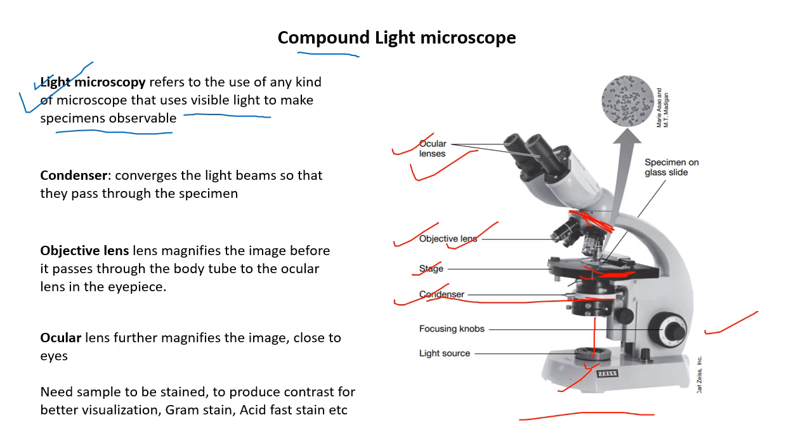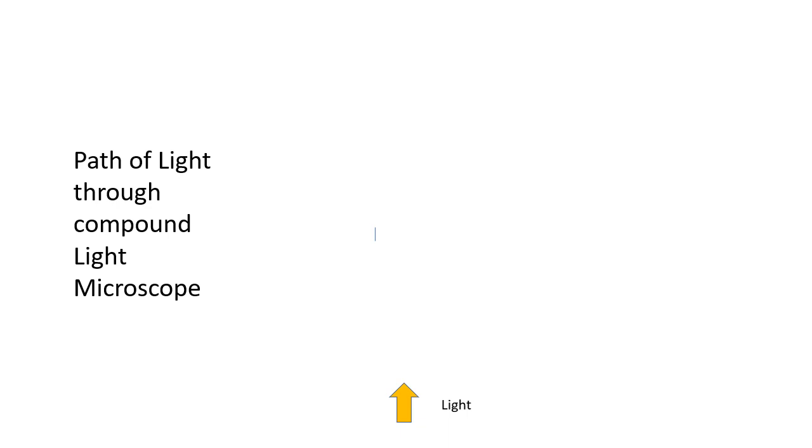One very important thing: to see the sample in a light microscope, your sample must be stained to provide contrast between the sample and the background. Otherwise, you will not be able to differentiate or see the sample properly. Staining can be like gram stain or acid fast stain, which I will come to later in the next chapter. This is the general idea about the compound light microscope, and you can also draw the path of light, how light passes through the compound light microscope, and definitely you will have very good marks in your exam.